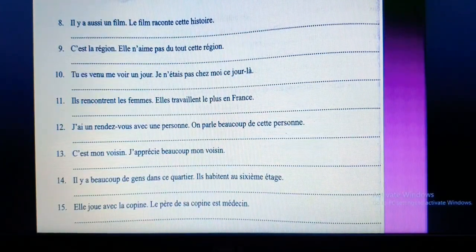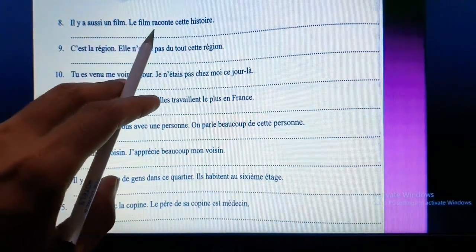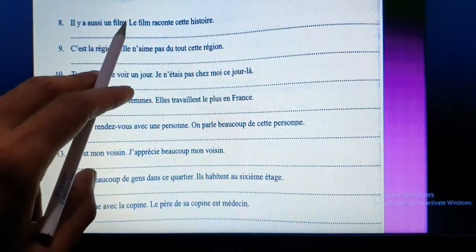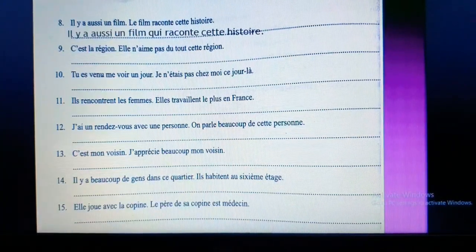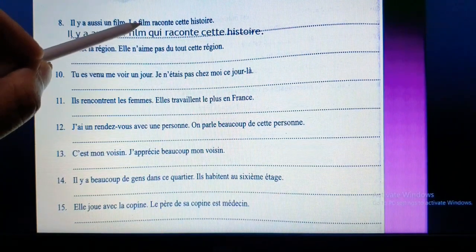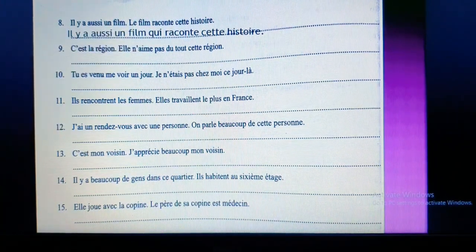8th one. Il y a aussi un film. Le film raconte cette histoire. So, un film and le film being repeated. So, it will be, that's right, relative pronoun followed by the verb will be qui. So, the answer is: Il y a aussi un film qui raconte cette histoire. Now, you remember qui replaces the subject, but it could be a person or a thing. So in this case, film is a thing, so replaced by qui. Why? It's a rule. Qui followed by the verb. Okay.